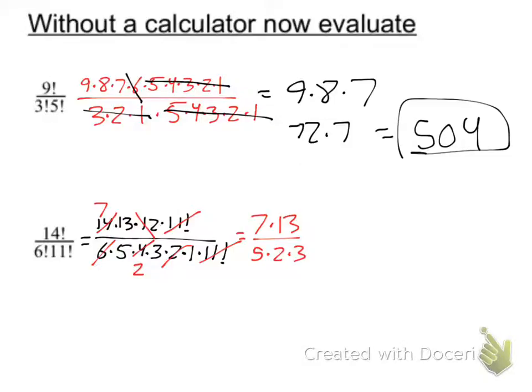Can I cancel anything else? I think 7 and 13 are definitely prime numbers, and so are 5, 2, and 3. So therefore, I just have to multiply those. 7 times 10 and 7 times 3. So that would be 70 plus 21, which is 91 over 30. Do not put that in your calculator, please.